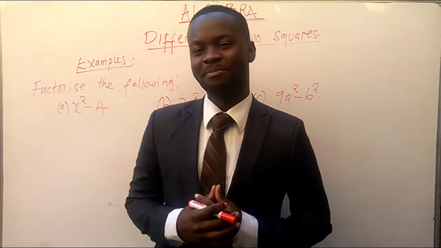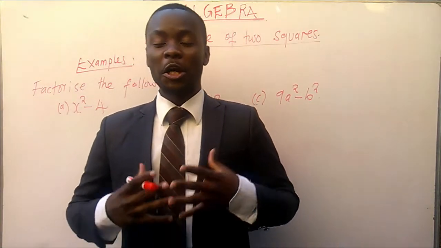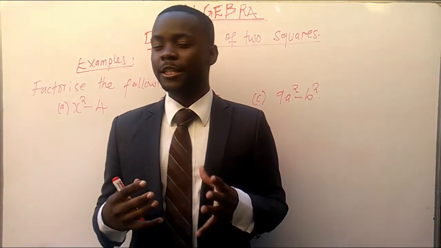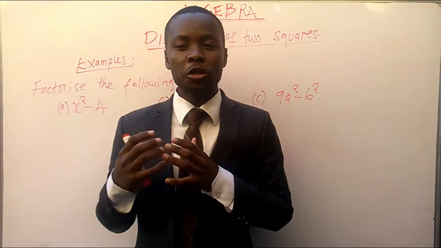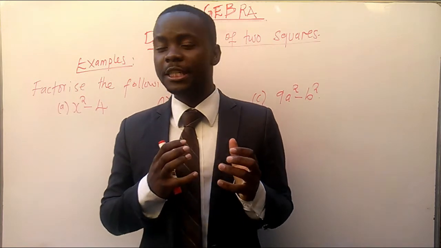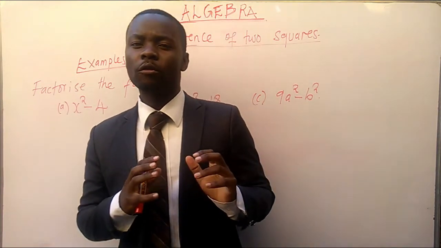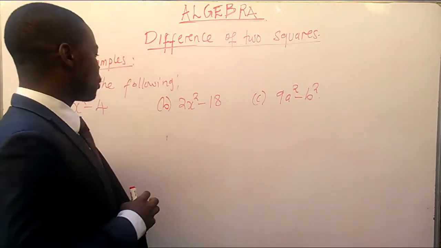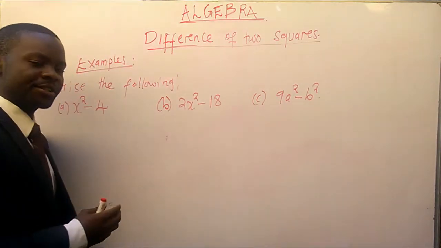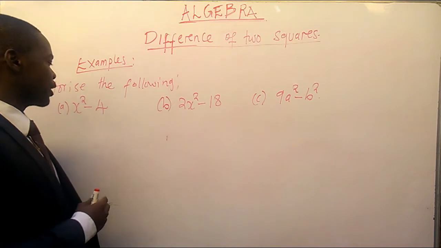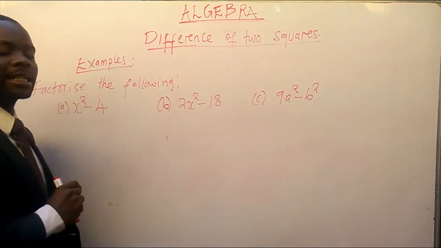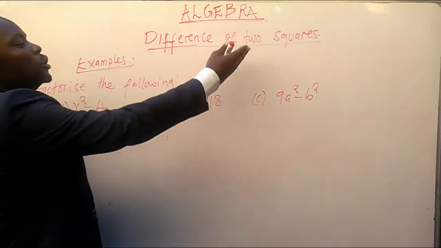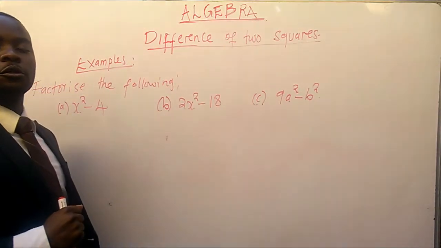Welcome to this video. In this video, we are going to factorize some examples using the difference of two squares. We are going to utilize the concept of the difference of two squares to solve certain algebraic expressions. Okay, so we have these examples which say factorize the following. We have x squared minus 4. So we are going to factorize these examples using the concept of the difference of two squares.